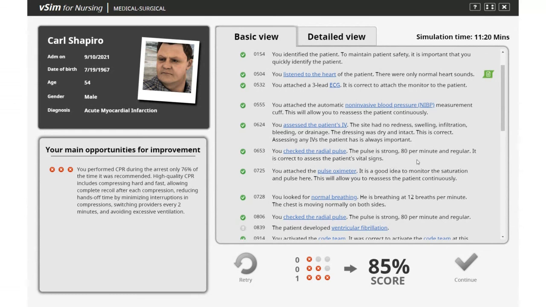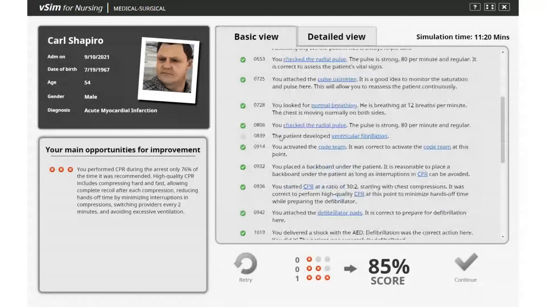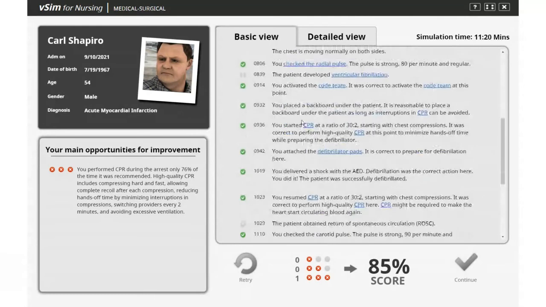So you check the radial pulse. So again, just part of the vital signs, we attached the pulse ox. That was great. And then all of a sudden the patient developed vFib. Immediately when we saw that there was no heart rate, no oxygen reading, we activated the code team. We put a backboard underneath the patient, because we know in order to do effective CPR, the patient needs to be on a stable surface.